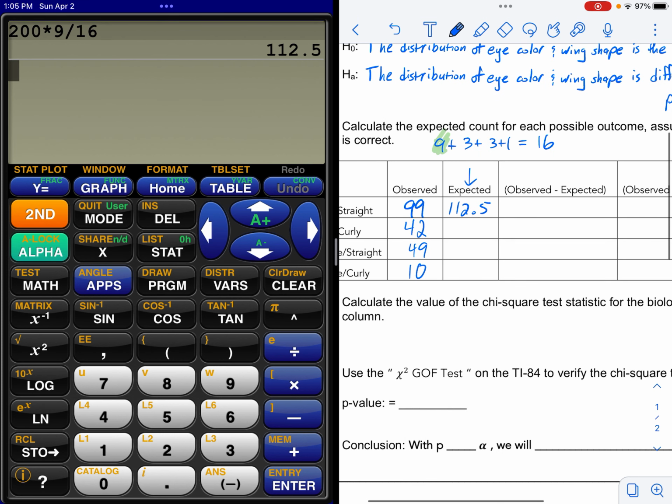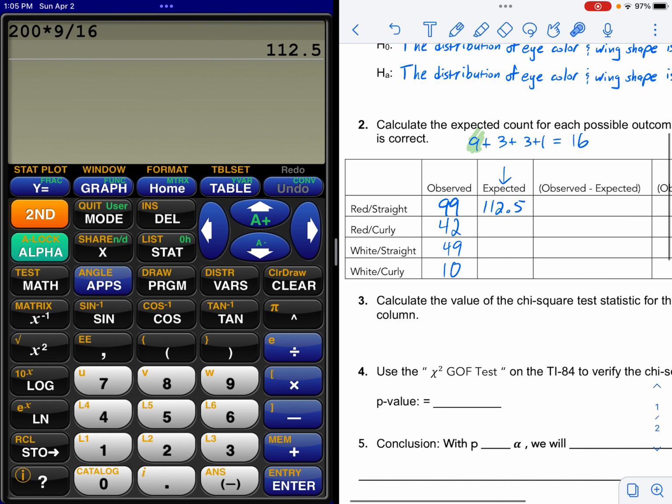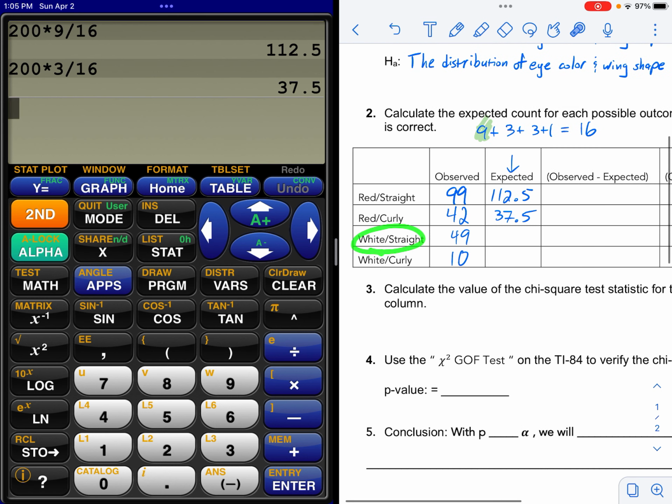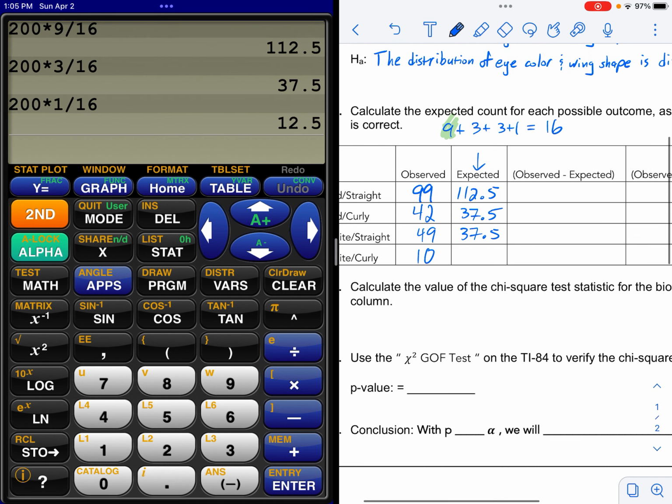Okay. Then furthermore, keep going. The next one is 3. We would expect 3 out of 16 to be the next group. So 200 times 3 out of 16 is 37.5. The next one down, the white with straight, that is again 3. So that's going to be the same as the one above it. And then the last group is only going to happen 1 out of every 16 fruit flies if their prediction is correct. Okay?